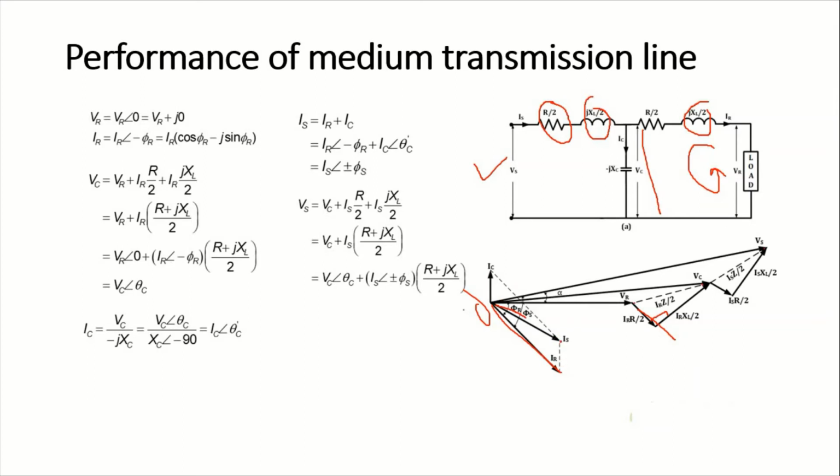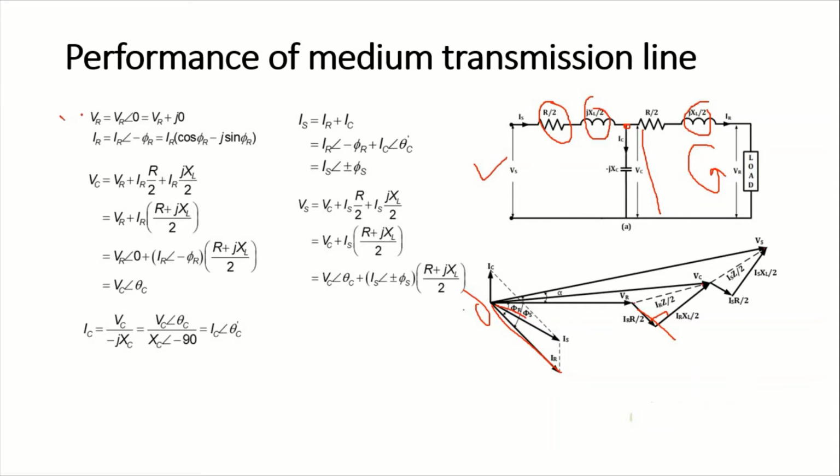This is a phasor diagram for the nominal T method, and here the value of IC is equal to the difference between these two, Is and IR. Clear? Because at this point applying KCL, Is is equal to IR plus IC. So Is minus IR is equal to IC.